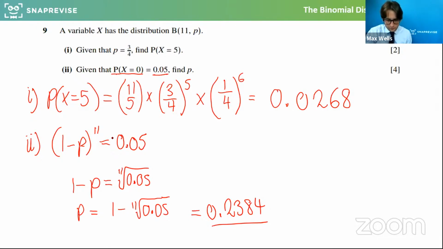Okay. So this one was a little bit weirder. This was a bit different, because the chance of it happening no times means that it's failed 11 times. So the chance of 1 minus P to the power of 11 must equal 0.05, and then we just rearrange it and find P. So that was a little bit of a different style question, that one.